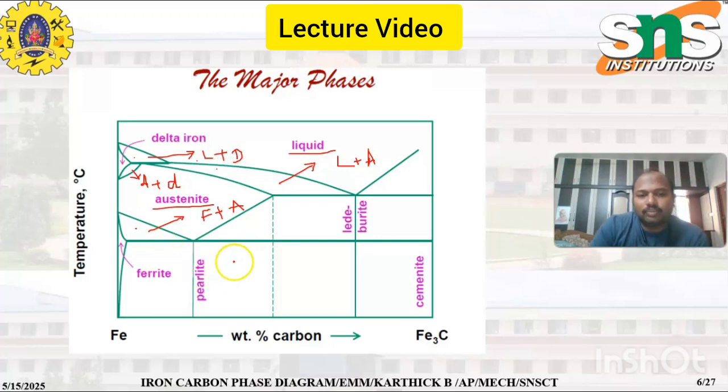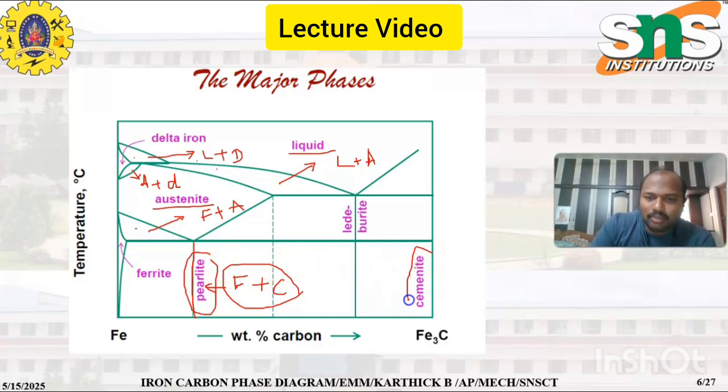For this bigger phase, ferrite is a single phase touching and cementite is a single phase touching, that is F plus C. This ferrite plus cementite combination is completely known as pearlite. For this particular line they have written pearlite, and we will see an important point there in the upcoming slides.